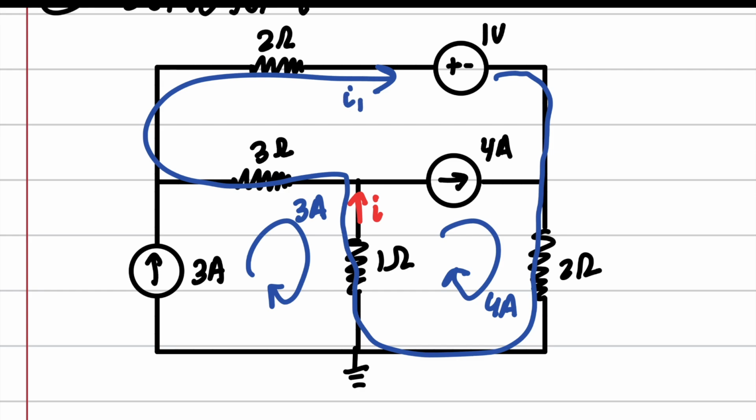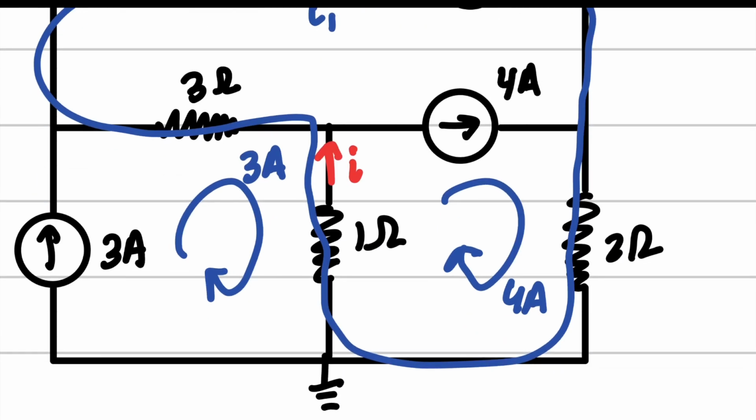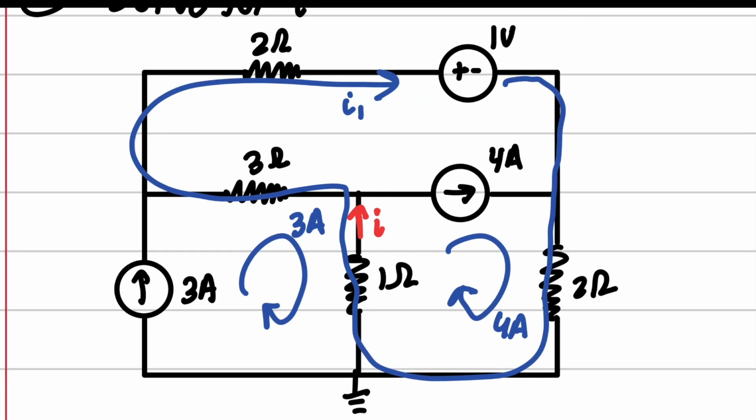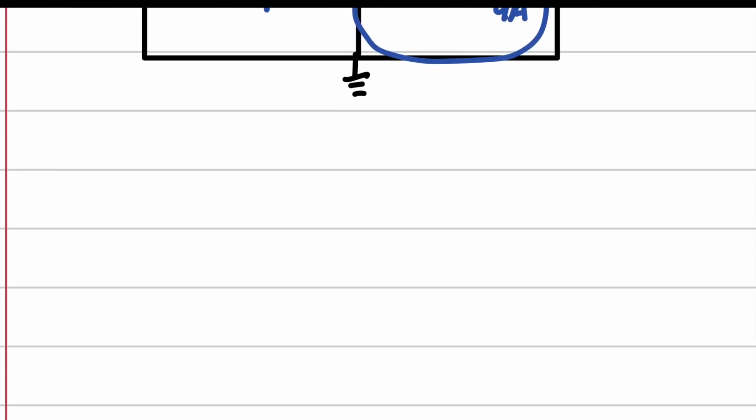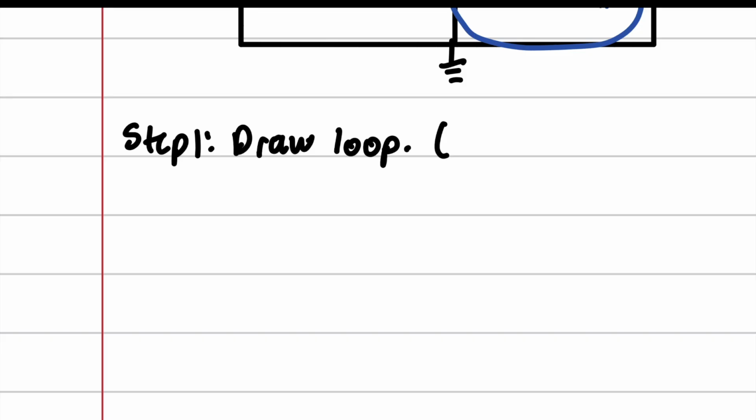Now, does this work? Well, yes, because it accounts for the fact that whatever current is in this branch does have a say in what goes on in this branch right here. Okay? And the cool thing about the super loop is that it greatly simplifies the number of equations that you would need. Okay? So let's go ahead and solve this just so that I can show you. Step 1, draw a loop. And then I'm going to put a note here, opportunity for super loop.